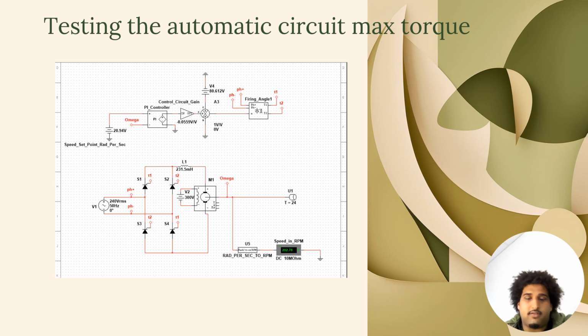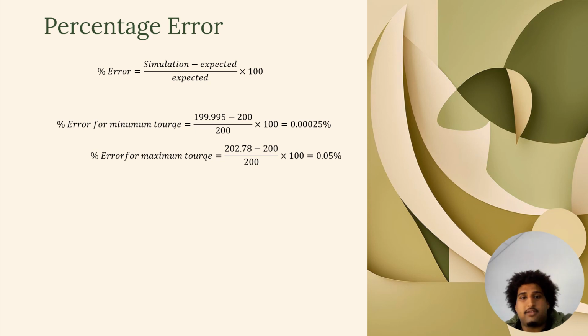And as seen in this figure, the system using the PI controller successfully achieved the required speed, that is approximately 200 RPM, at the maximum torque, that is 24 Newton meter. For the next slide, that is figuring out the percentage error for the automatic operation, where we ended up with an error of 250 micropercent for the minimum torque and 50 milli for the maximum torque, where both can be considered negligible and they occurred as a result of component tolerance and simulation error.